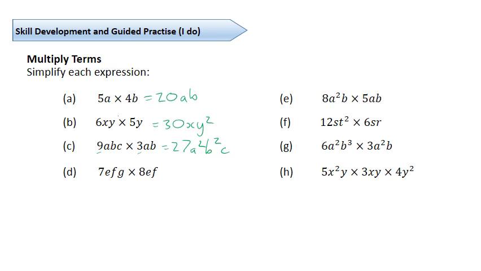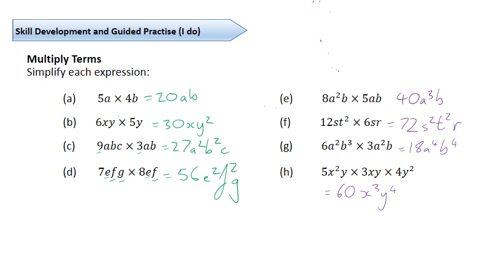With D, we've got 7 times 8, 56. E times E, E squared. F times F, F squared. And G by itself. Alright, and there's the answers for the second set.